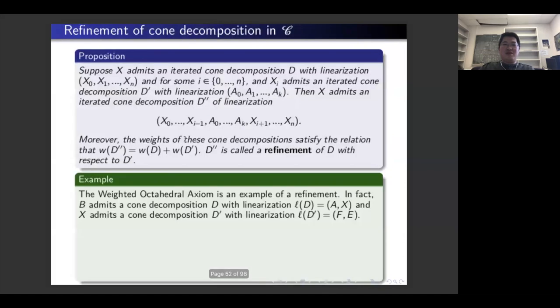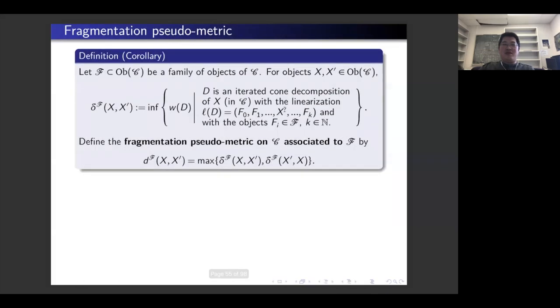That is what I'm writing here. And the position of X prime is actually not important. Now I'm going to consider all such iterated cone decompositions. And for each of them, there's a weight I just mentioned, right? And I'll take the smallest weight, like the smallest energy that can decompose X into some linear combination of X prime with some other things.